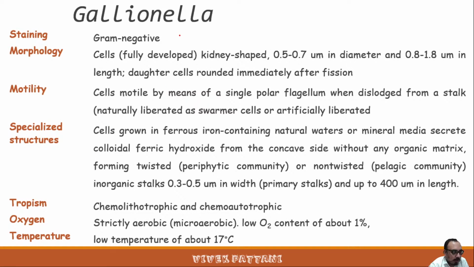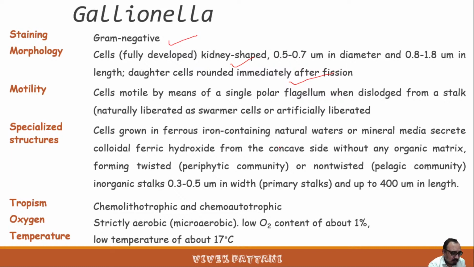Now the next bacteria, from the iron and manganese bacteria, is Gallionella. They stain gram negative. Cells are kidney shaped with a diameter ranging from 0.5 to 0.7 micrometer and a length of 0.8 to 1.8 micrometer. The cells are motile by means of a single polar flagellum when dislodged from a stalk, and are naturally liberated or artificially liberated.